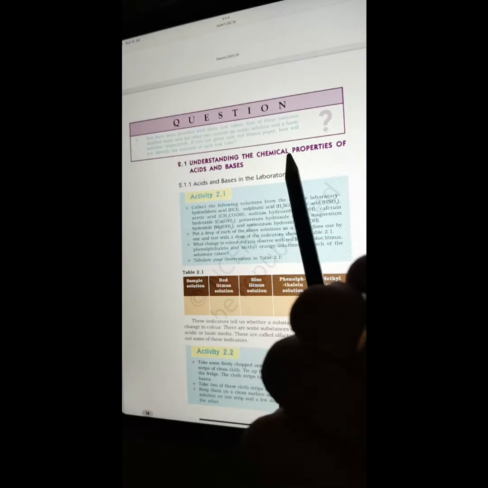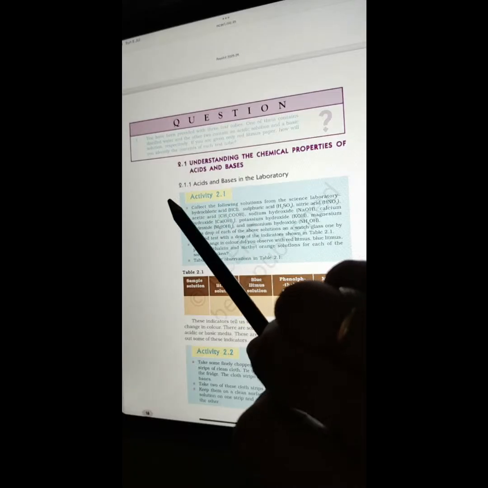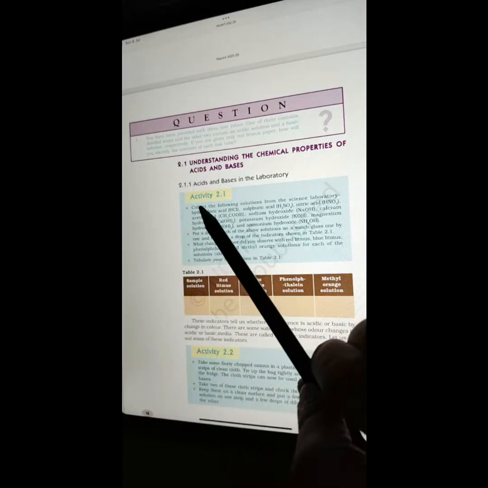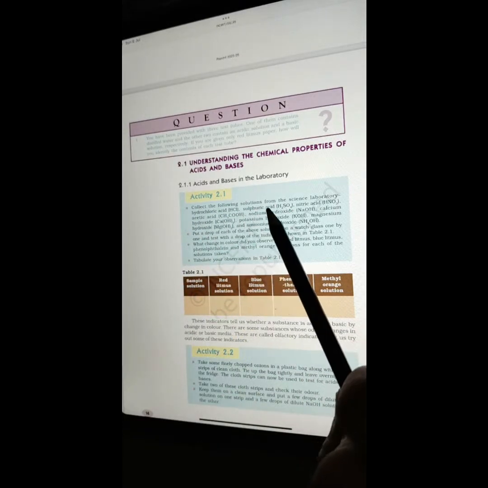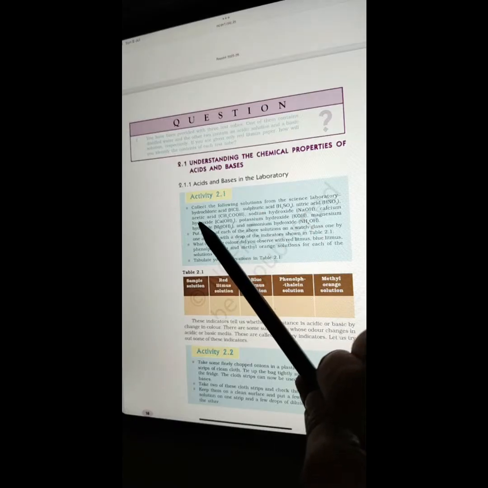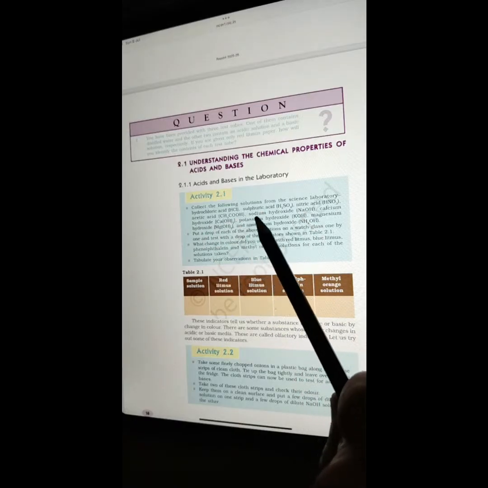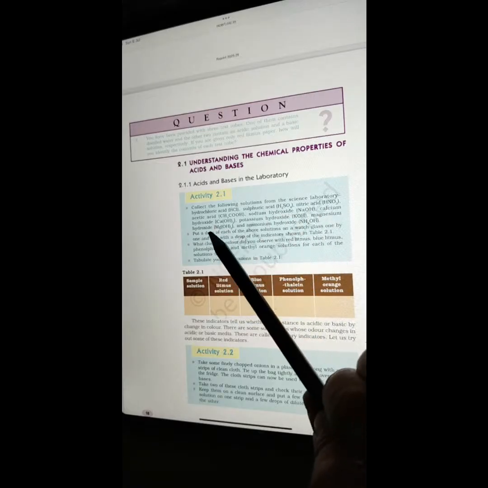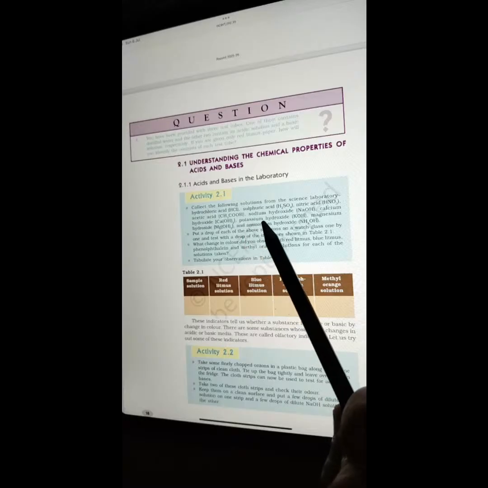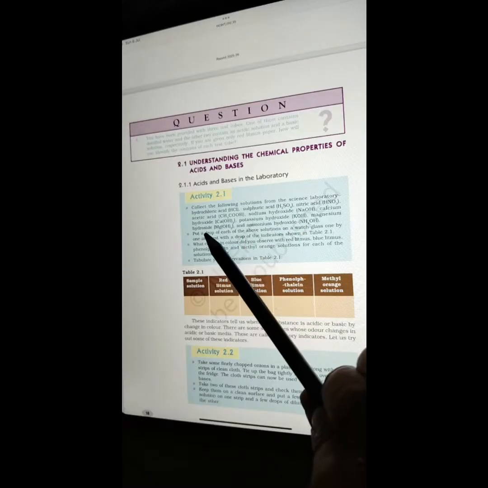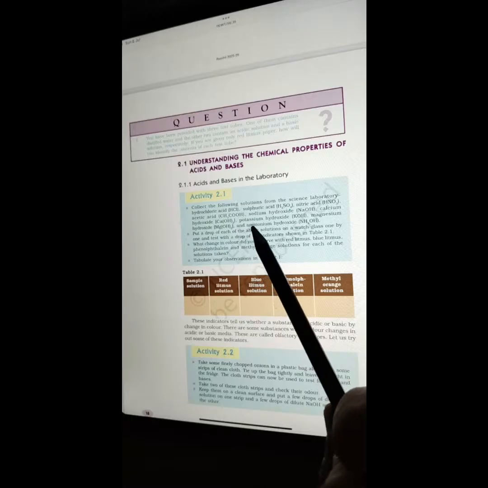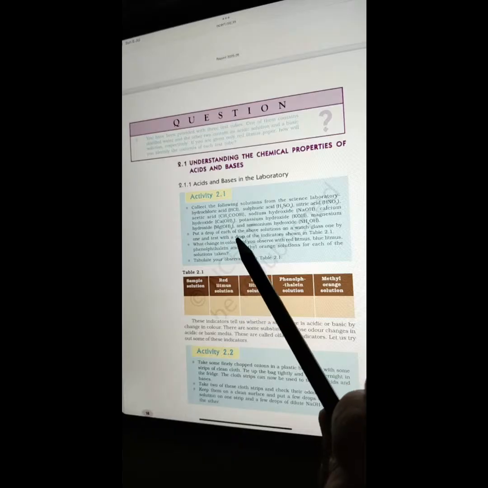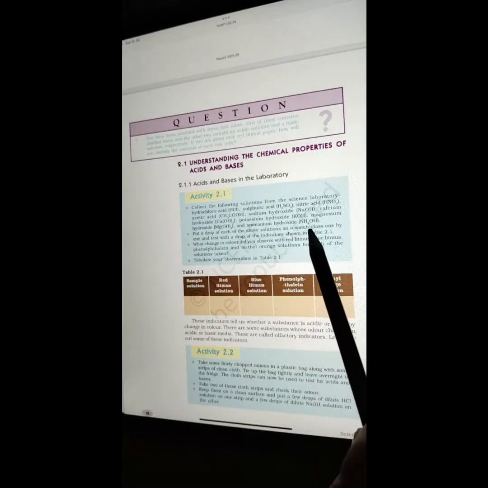2.1 Understanding the chemical properties of acids and bases. 2.1.1 Acids and bases in the laboratory. Activity 2.1: Collect the following substances from the science laboratory: hydrochloric acid HCl, sulfuric acid H2SO4, nitric acid HNO3, acetic acid CH3COOH, sodium hydroxide NaOH, calcium hydroxide Ca(OH)2, potassium hydroxide KOH, magnesium hydroxide Mg(OH)2, and ammonium hydroxide NH4OH.